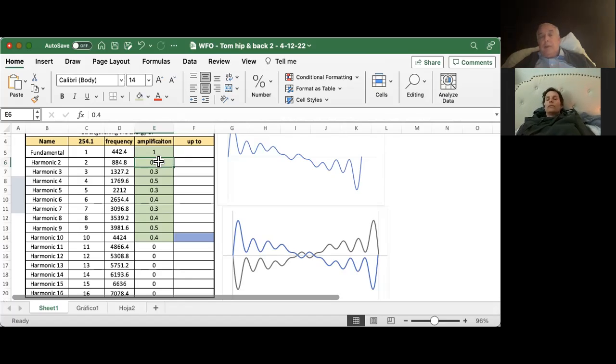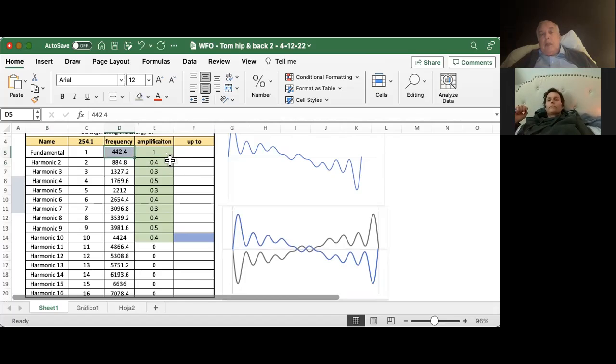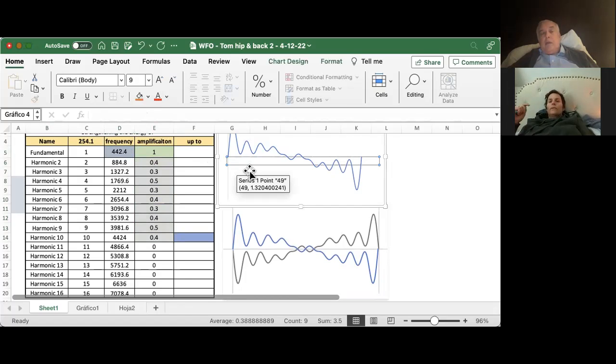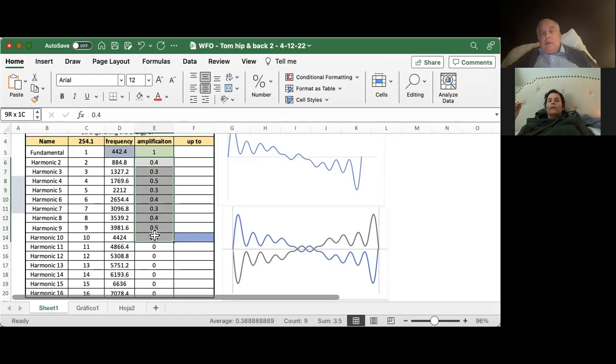Okay, right. So the way it works is the cells that are important are this one and these. The ones that are highlighted there, this one and these. And I'll explain to you why. So this one is the frequency.